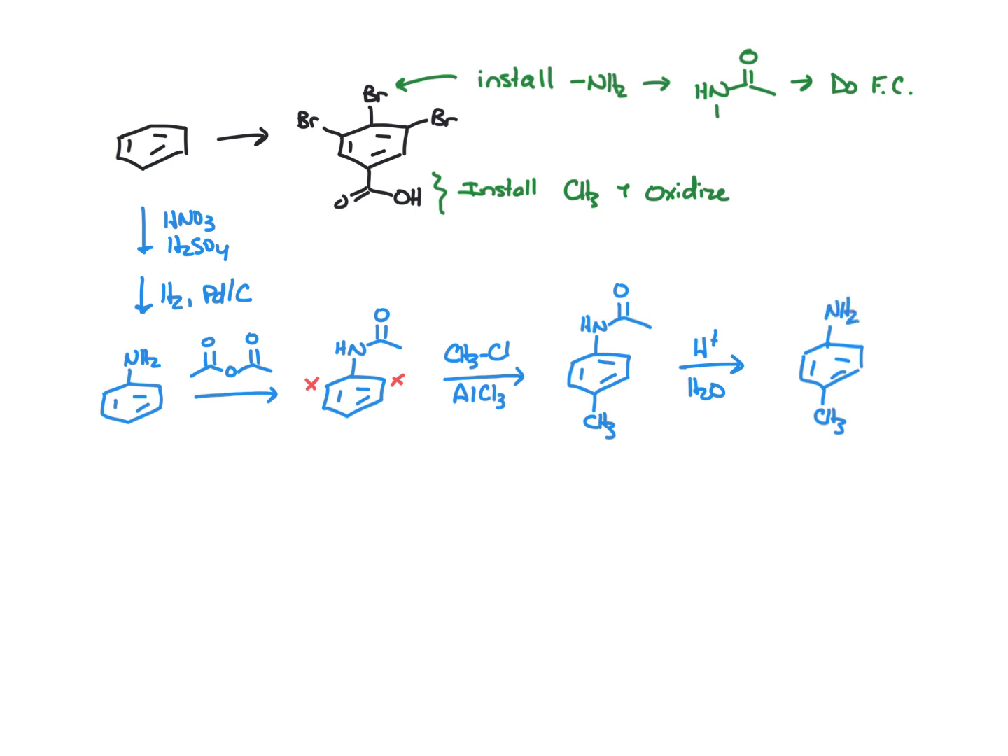Now I have that strong activating group, the amine, which will direct ortho and para, but the para position is already used up. So now is a good time to do the bromination to get the two bromines installed.